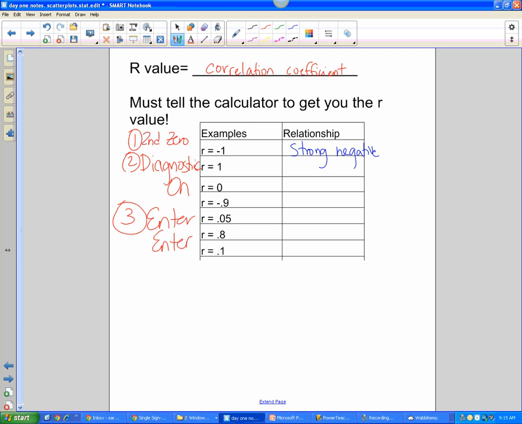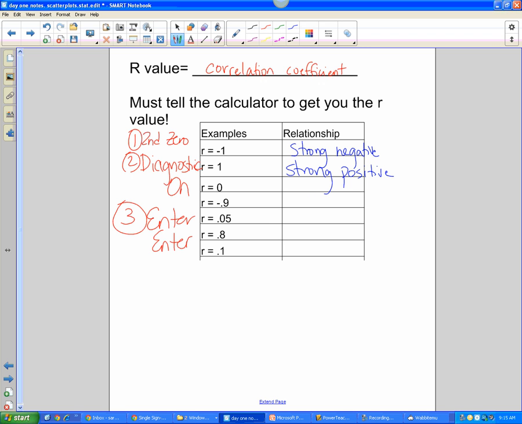The lowest it can go to is -1. That's the lowest it can go, so that's as strong as it gets. So if you have -1, that's strong negative. On the opposite end of the spectrum, if you have +1, that's as big as it can get, that is strong positive. So anytime you see 1, it's going to be strong, and if it's negative, it's negative. If it's positive, it's positive. Okay?